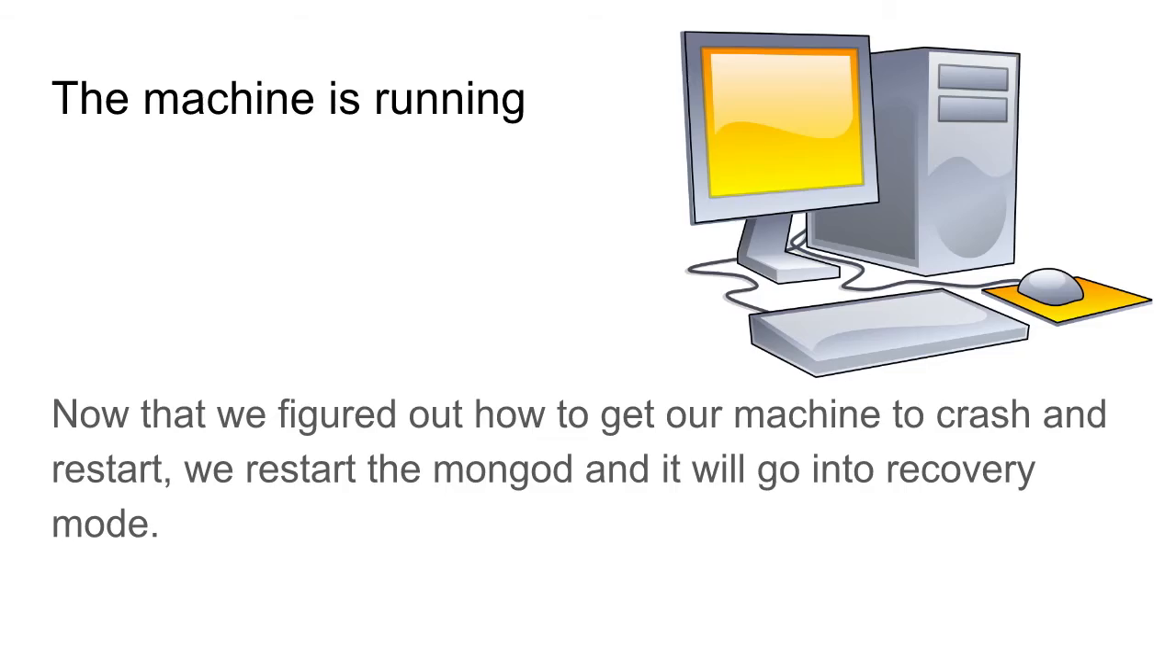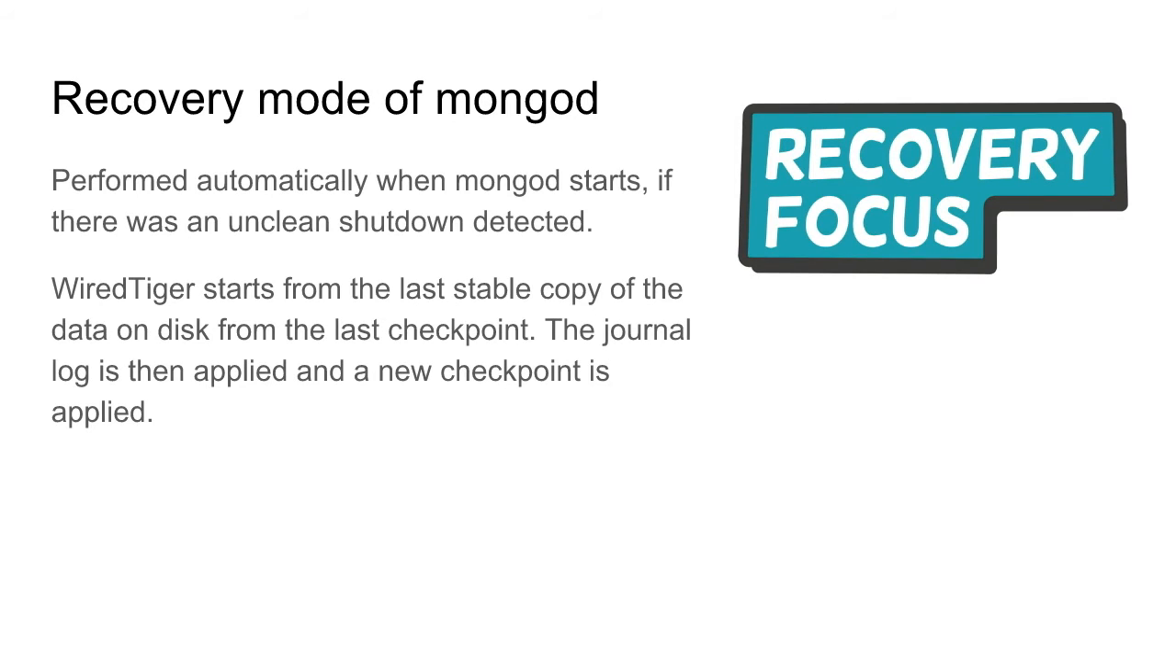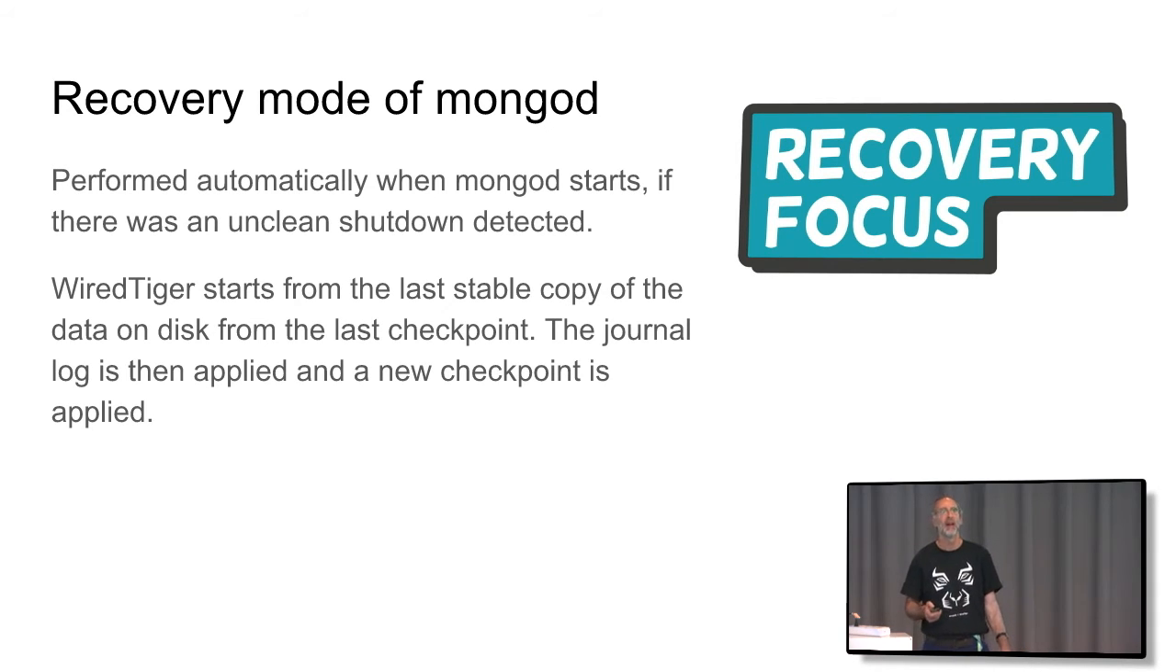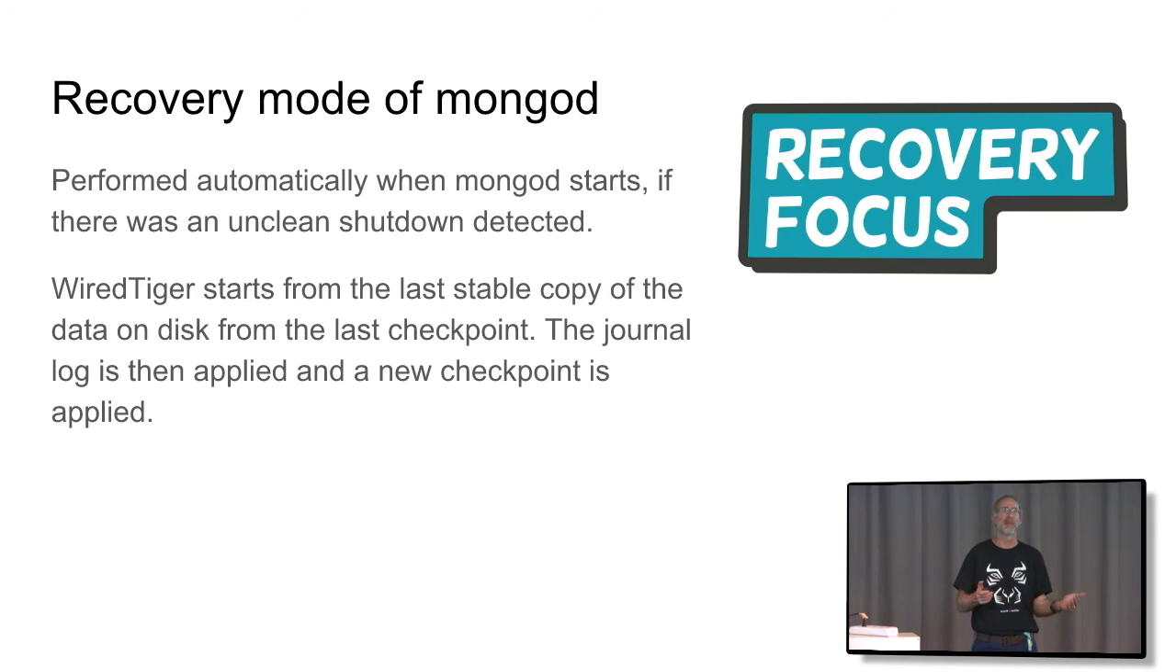Now, if you want to run whatever application, in our case MongoDB, you can go ahead and run your applications as you would normally, and then do whatever tests you want to do. So we have the machine. We figured out all these key parts to it. We stitched them together into a bash script. And like I said before, MongoDB goes into this recovery mode. This is performed automatically. In the case of our storage engine, WiredTiger, which is what I have on my shirt, which is our default storage engine now, it's going to go and look for the last stable copy of the data it has on disk from the last checkpoint it wrote out. And then it'll apply a journal log to bring it back up.